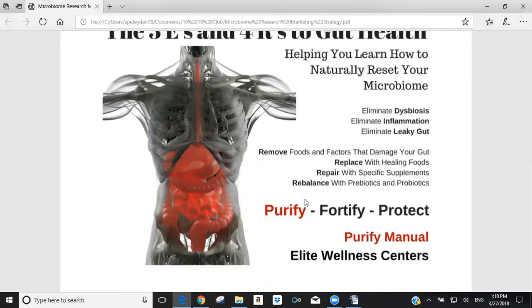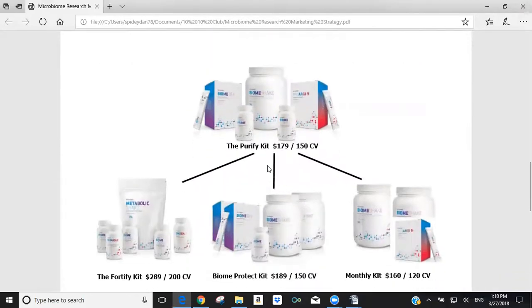Our suggestion again is you start with the Purify Kit for yourself personally. Use this ebook to help you better understand how to apply the information so that you can be successful on your Purify Kit, and then help other people be successful on their Purify Kit. And then once they're done with the Purify Kit, be able to lead them to the next step. That when people say, I feel great, what's my next step? You know exactly what to show them.